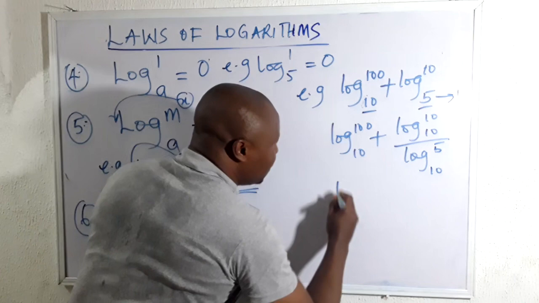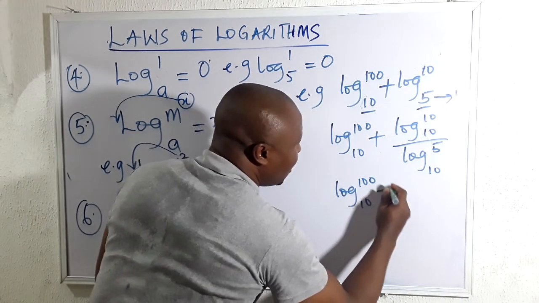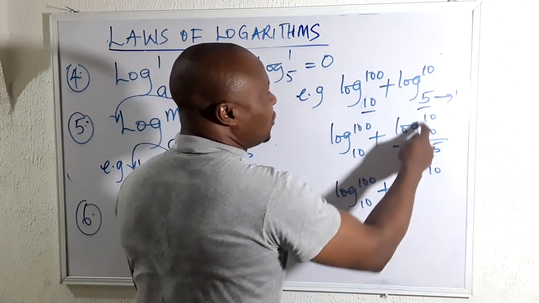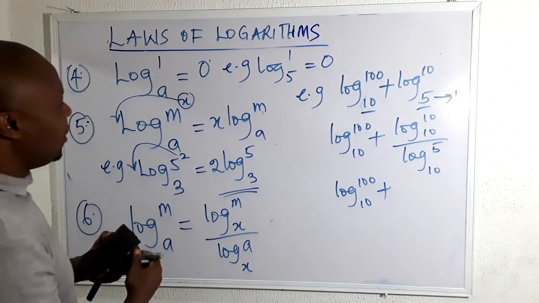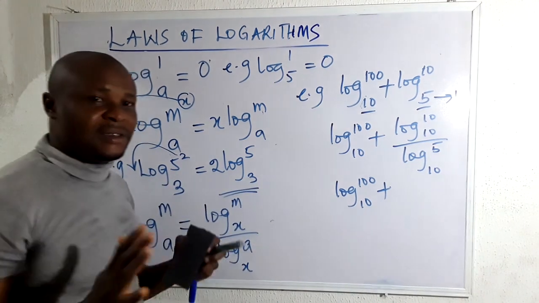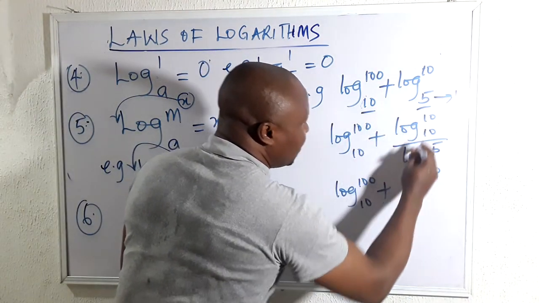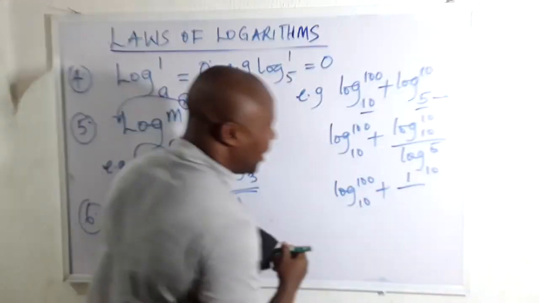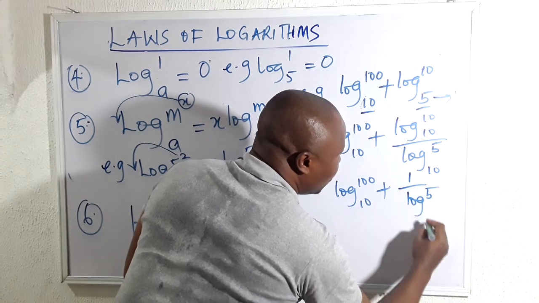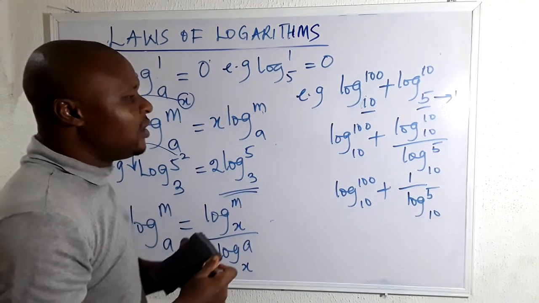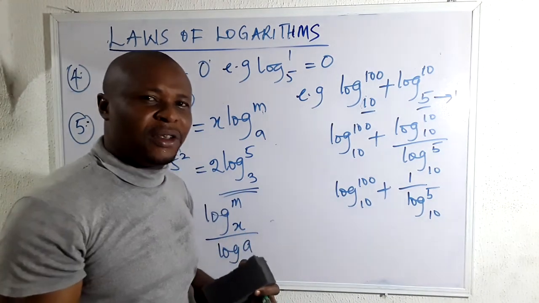Now we simplify further, that is log 100 to base 10 plus, now for log 10 to base 10, we remember there's a law that says that whenever the number and the base are the same, the log is 1. So log 10 to base 10 is 1, all over log 5 to base 10. So you can see this is pretty much how you can change the base of a logarithm from one base to another base.